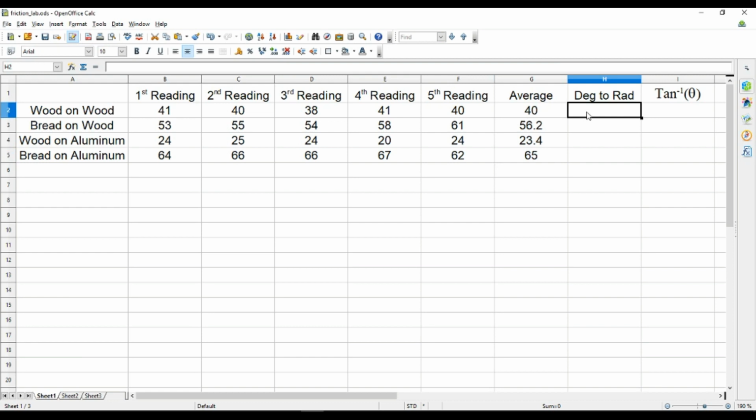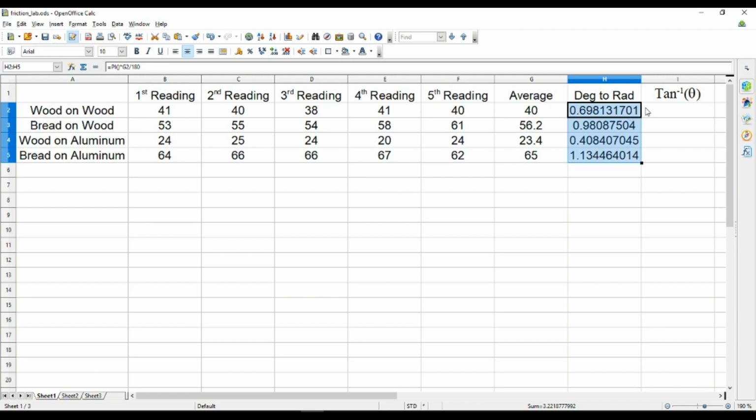To do that, we type in equals pi times column G2 divided by 180. And that gives us our angle measured in radians. Now we just need to drag this down, and all our angles are converted into radians.